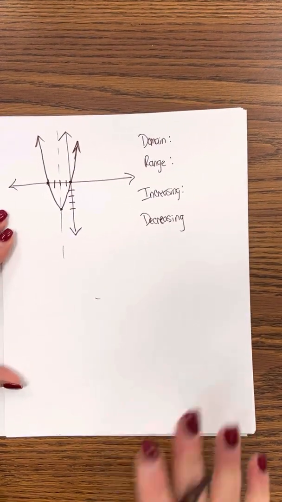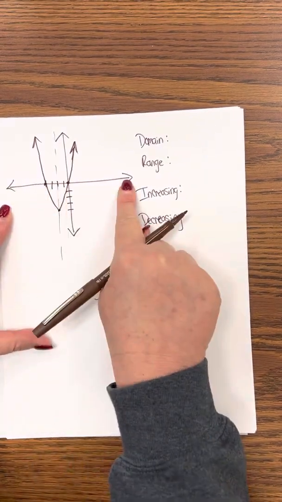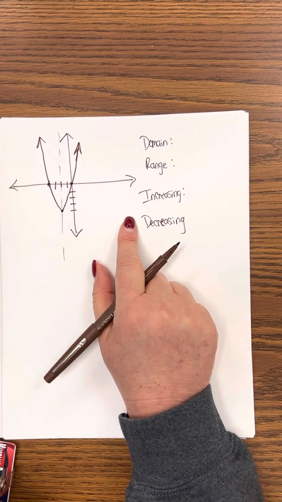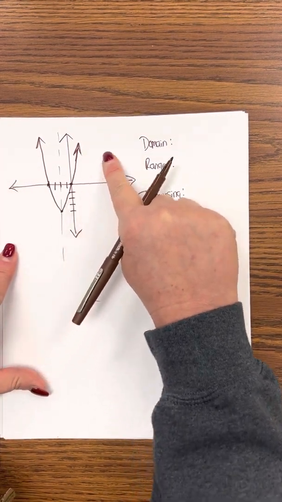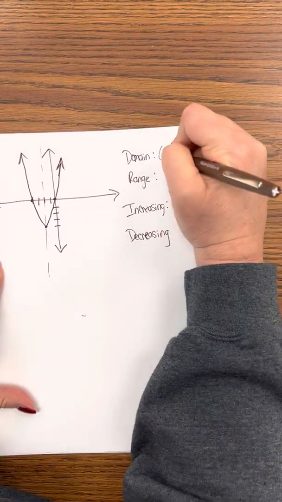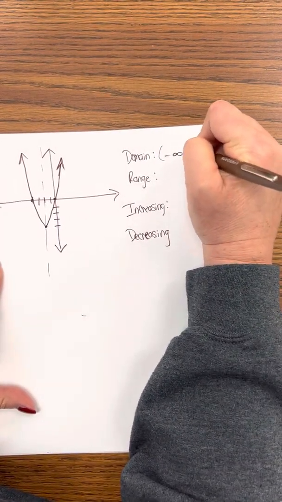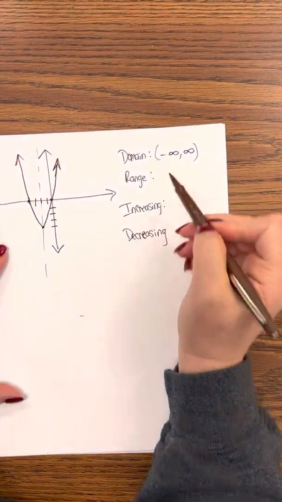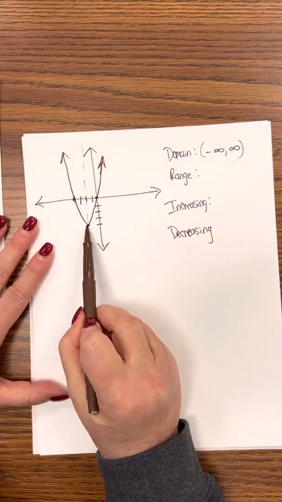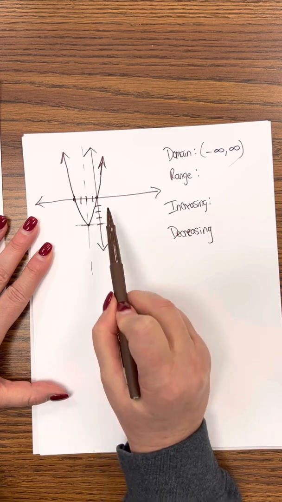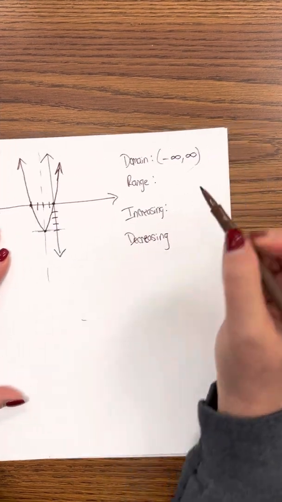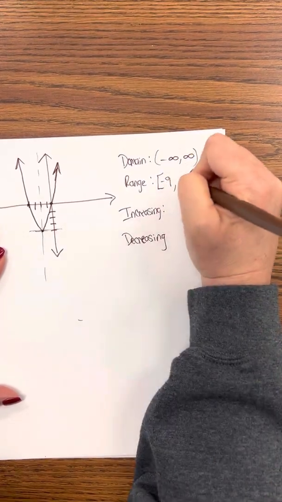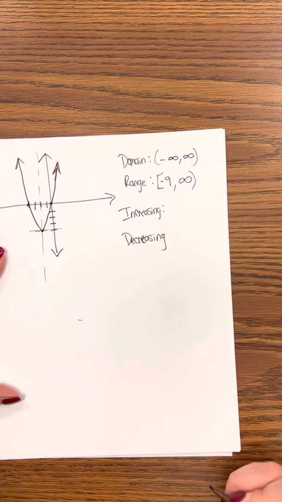Okay, so our domain. Remember, our domain is our side to side. Well, this one starts at -infinity. This parabola is going to keep going out wider and wider to -infinity. It's going to keep going out wider and wider to positive. So your domain is -infinity to +infinity. And it's parentheses, remember, because it never stops, okay? Your range does have a starting point right here. That was at -4. So that's going to start at -4 with a bracket. And then it's going to go to +infinity with a parentheses.